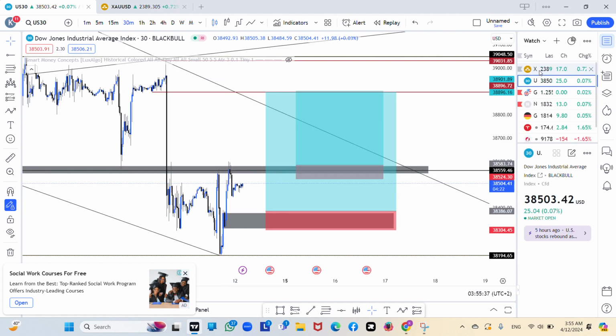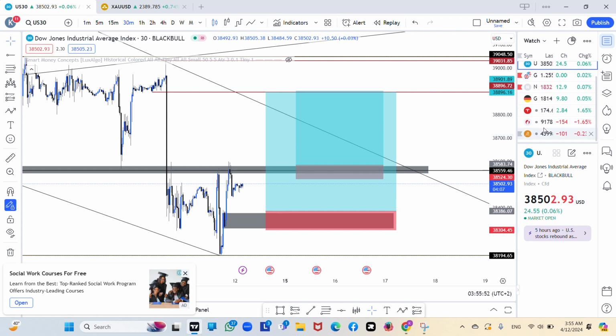I trade XAUSD, US30, GBPUSD mostly, but I also analyze Nasdaq and the DAX index, which is also known as German 40 or German 30, and one stock, my most favorite stock, Tesla.